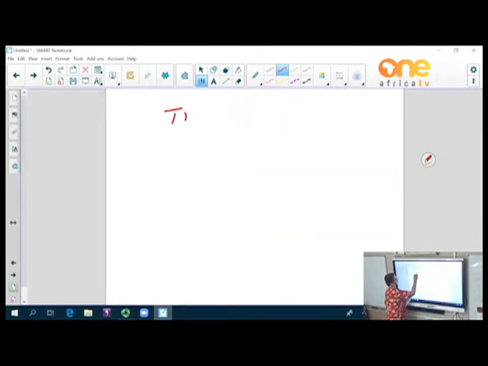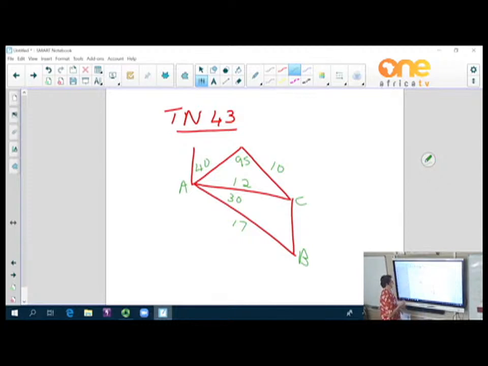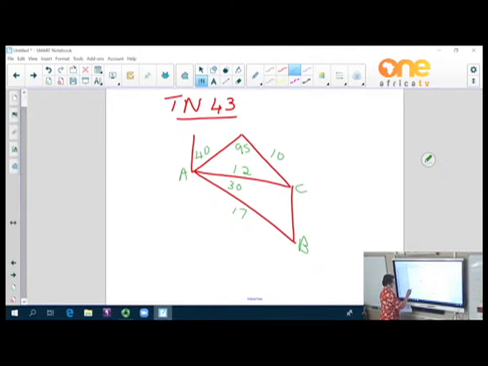Right, the next one is Try Now 43. Here they combine the bearings with trigonometry, so this is also a very nice question. This angle is 40 degrees, there's a 95-degree angle, 12, 10, 30, and 17. And the first thing that we always look at is, is it a right-angled triangle or not? And this is not a right-angled triangle that you have here now. So we start off with A.